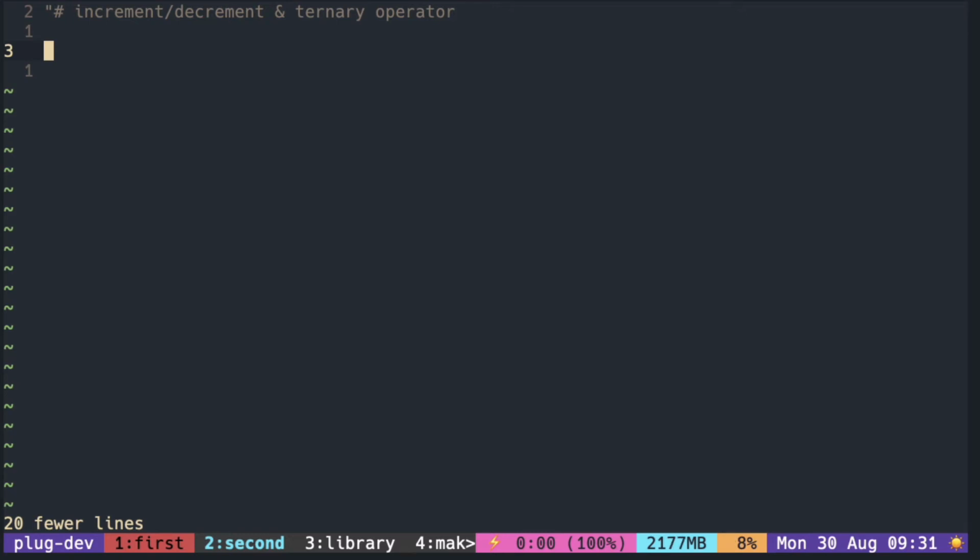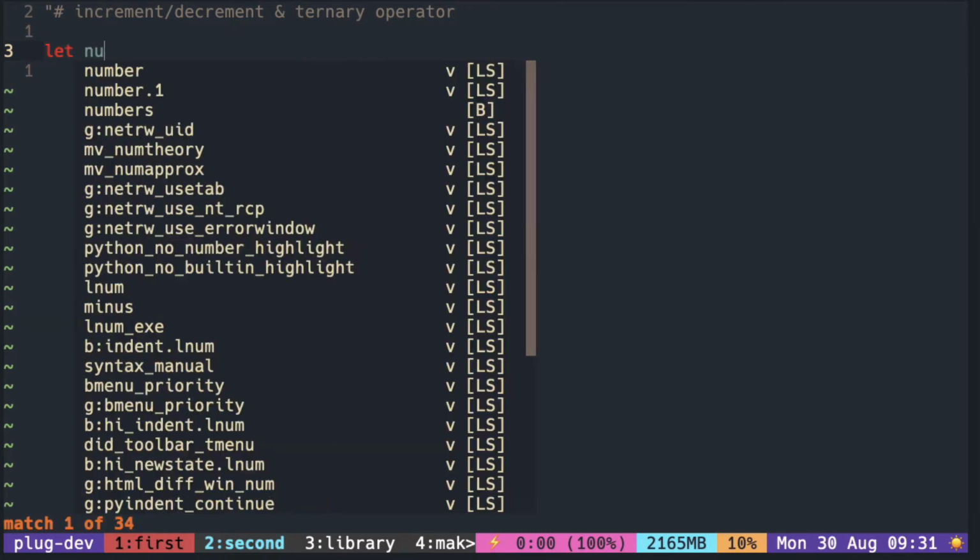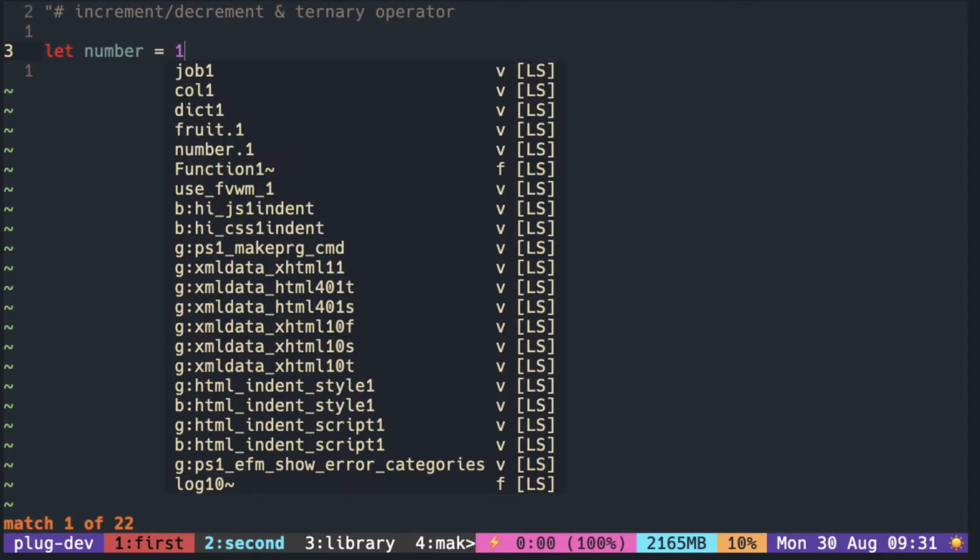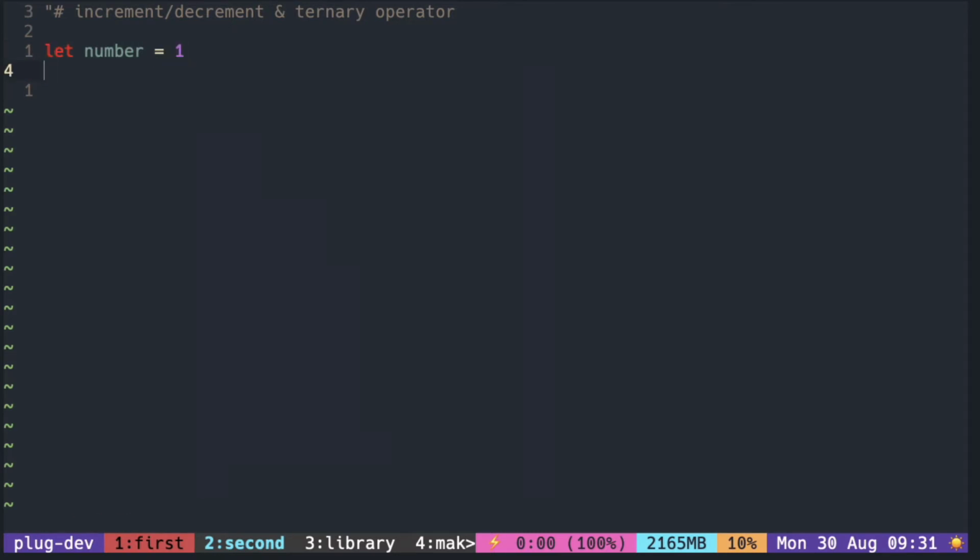So languages that are coming from C mainly, we do have increment and decrement operator in addition to normal mathematical operators. So let's say you want to increment this number, then you will be able to do this to make it number 2.